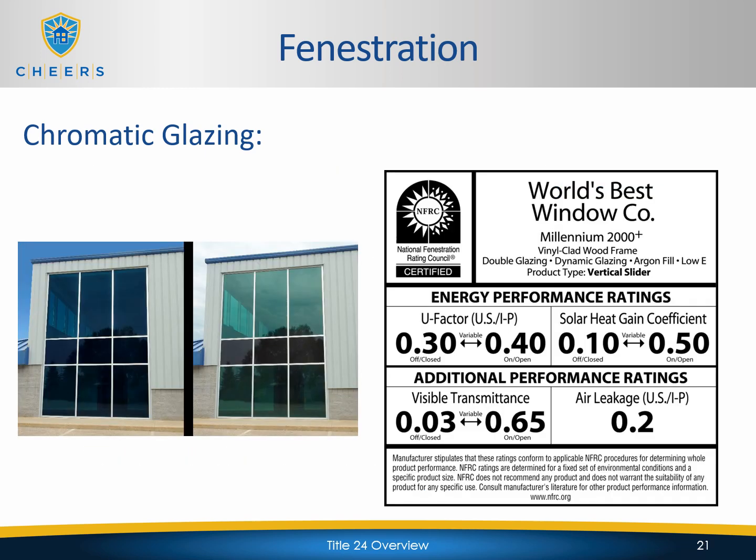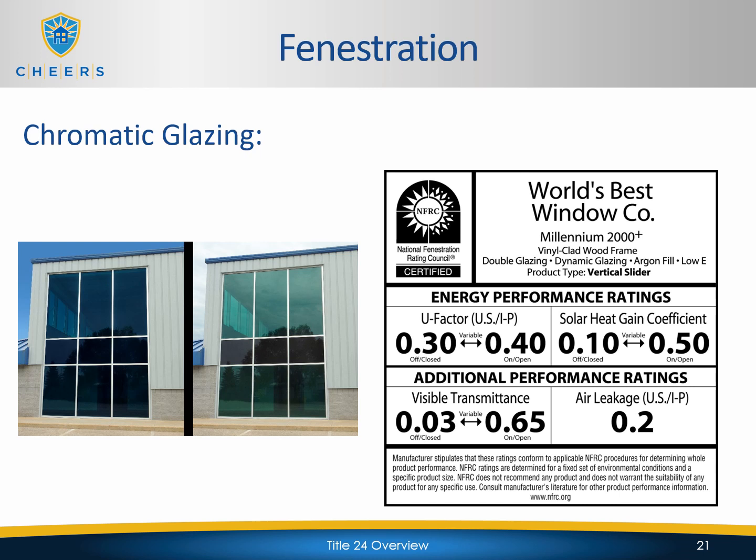So this is an example of a chromatic glazing window. The best example that I can give you that's really easy to think about, it's like those sunglasses that change tint whether you're inside or outside. So it's glass that can adjust automatically to environmental factors, or like the previous slide said, it can be done through a flip of a switch from the user.